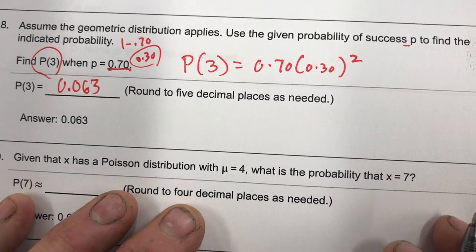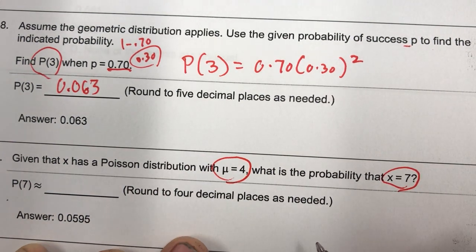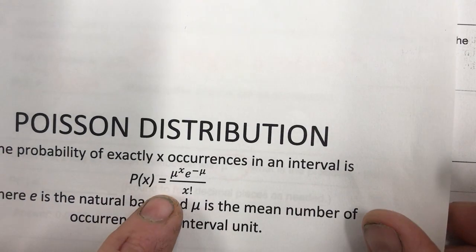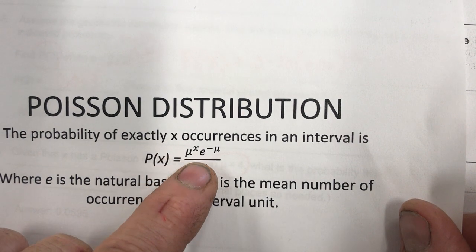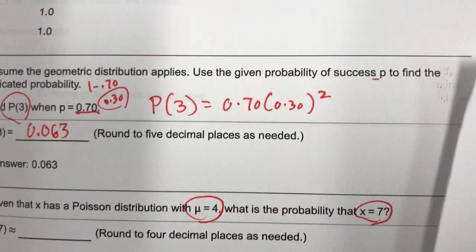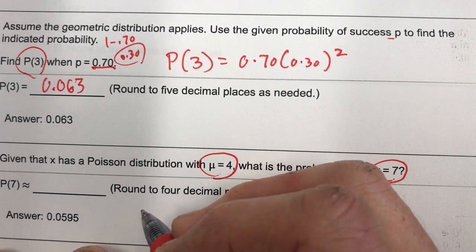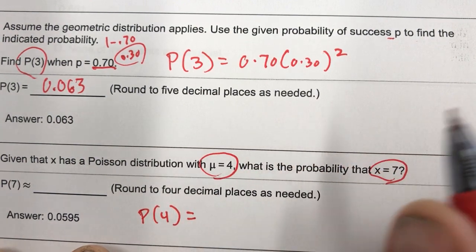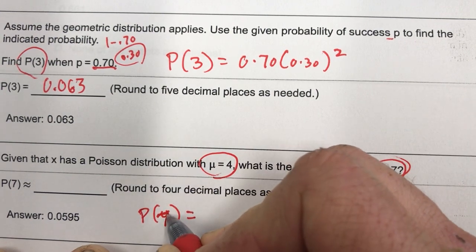All right, this is a Poisson distribution with the mean is 4. What's the probability that x equals 7? Okay, if you remember on Poisson, we have this right here. It's mu to the x power, e to the negative mu power over x factorial. Okay, so what that means here on number 19, the probability that we do, I'm sorry, 7. Probability of a 7.